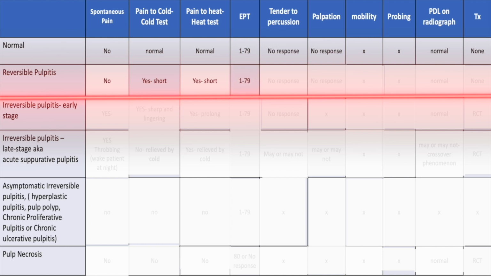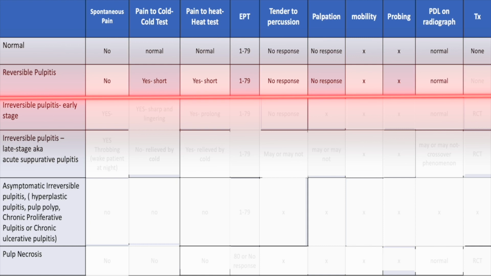After that, if you do EPT, it's still a vital pulp. So you are going to get an EPT between 1 to 79. It will never be 80. If you do a percussion test, you might not get a good response because the periodontal status is not compromised. If it's only the pulpal problem, then the periodontium is completely healthy, then you will not get any response to the tenderness to percussion. Palpation will not give you any response. Mobility and probing are not relevant. Even if it is there, that may be because of the periodontal condition, not because of the endodontic diagnosis.